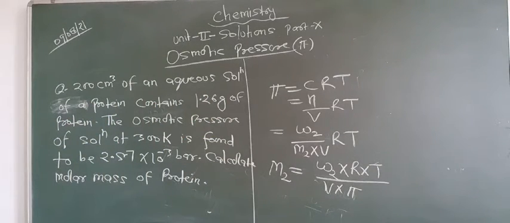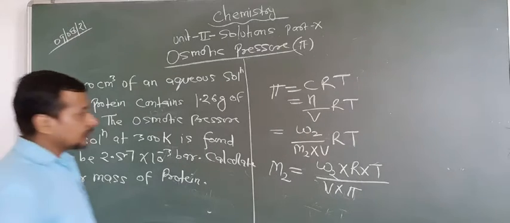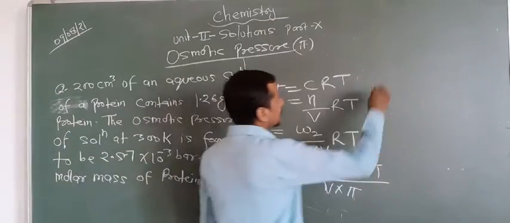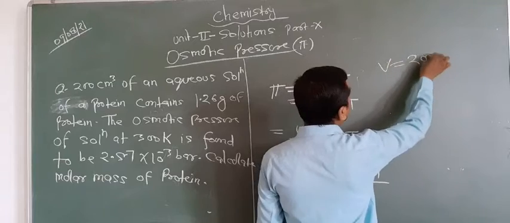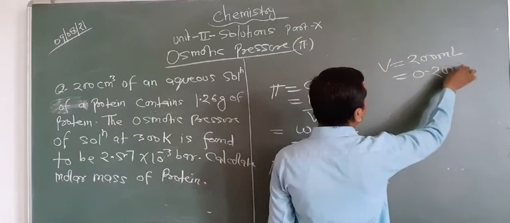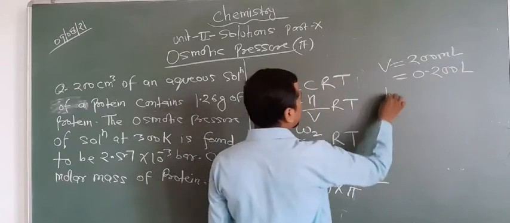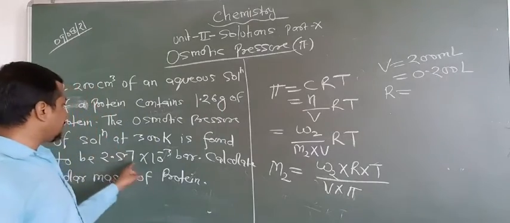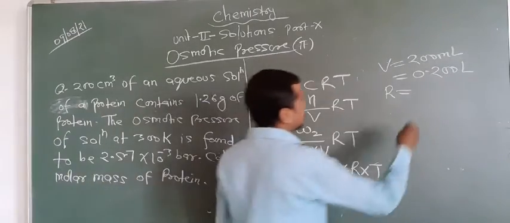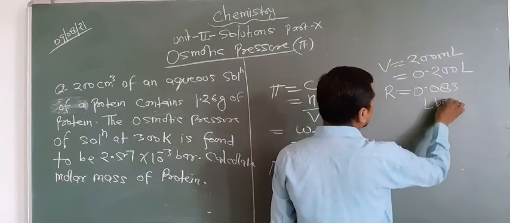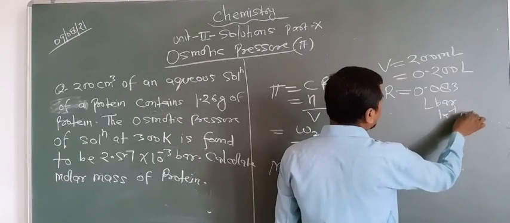Now putting in the values. Okay, now you can put all these values. So look here: 200 centimeter cube means this is the ml, so the volume given is 200 ml. Now convert into liter. So now this becomes 0.200 liter. Okay. For the value of R here, the pressure is given in bar. So that's why we have to take the value of R as 0.083 liter bar per Kelvin per mole.